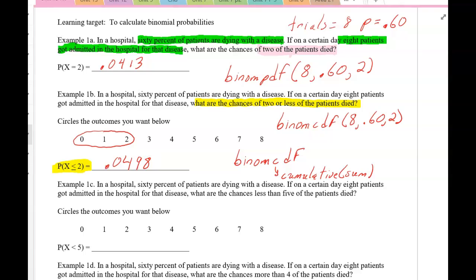And then to contrast that with letter C, what are the chances less than 5 patients died? So this problem is a strict less than, compared to letter B was less than or equal. So for this problem, we want less than 5, which means we want 0 to 4. So I'm going to circle that. So on the calculator, I'm going to repeat those commands, binomial CDF, 8, 0.60. In this case, I'm going to use 4 because I do not want to include 5.